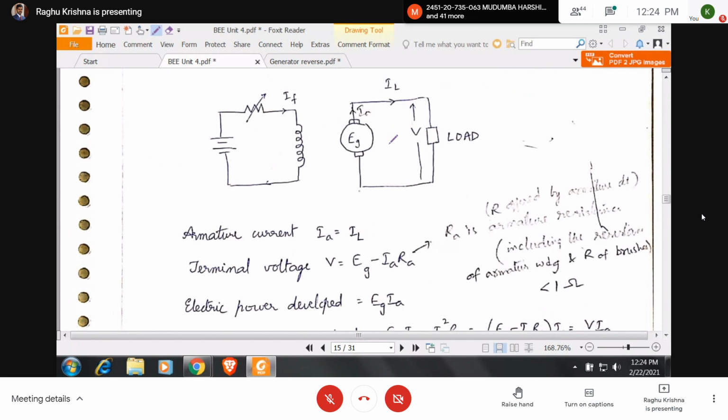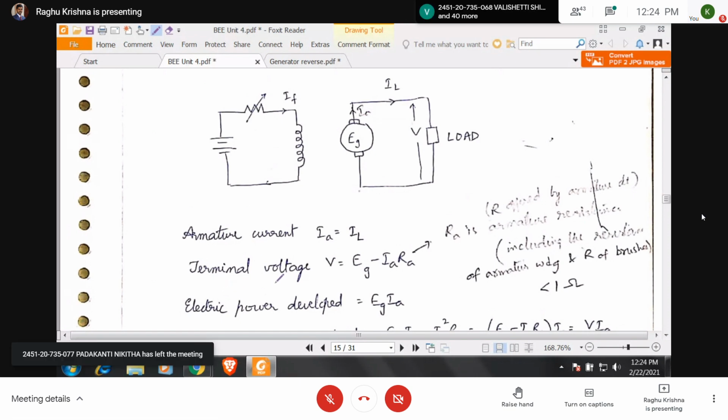Next, why I have written IA and IL, we are going to learn. Armature current IA is equal to IL. IA is the current flowing through the armature. And IL is the load current. Current flowing through the load is IL. IA is the current flowing through the armature.